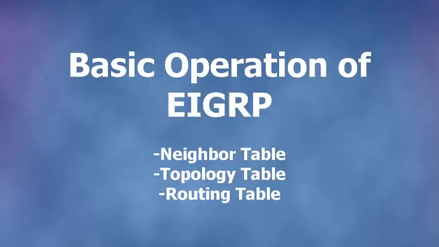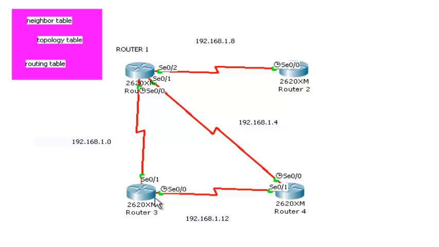The basic operation of EIGRP. EIGRP stores data in three tables, which are the neighbor table, the topology table, and the routing table. First, let's talk about the neighbor table. The neighbor table stores data about the neighboring routers, those that are directly accessible through directly connected interfaces.